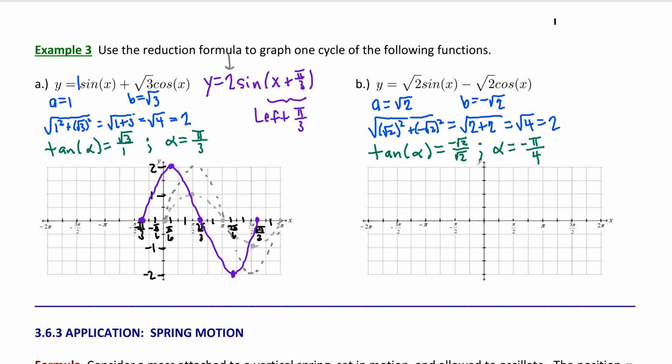We've spoken very briefly before about evaluating an inverse tangent. Inverse tangent has a range from negative pi over 2 to pi over 2. That is, when I determine an angle by using an inverse tangent, I'm only going to get a value between negative pi over 2 and pi over 2. And in this case, we would find tangent of negative pi over 4 equals negative 1.